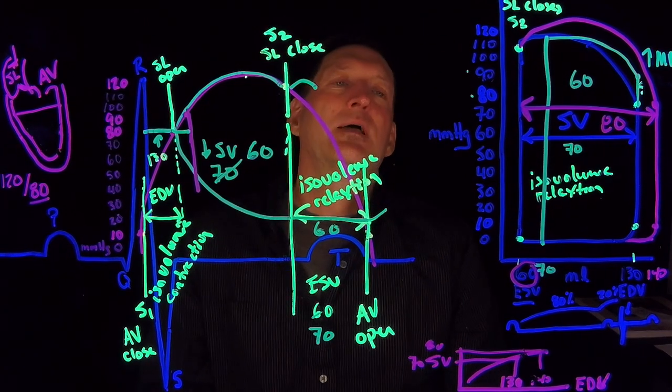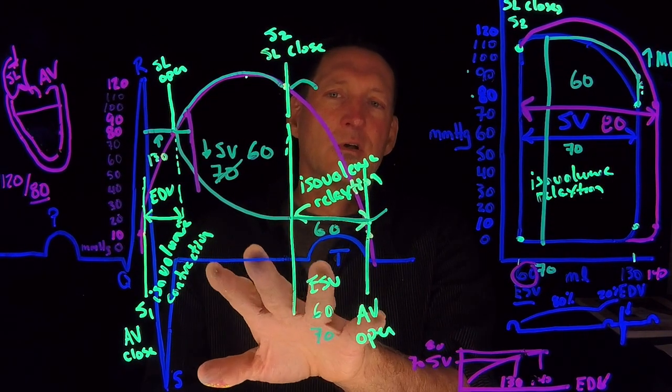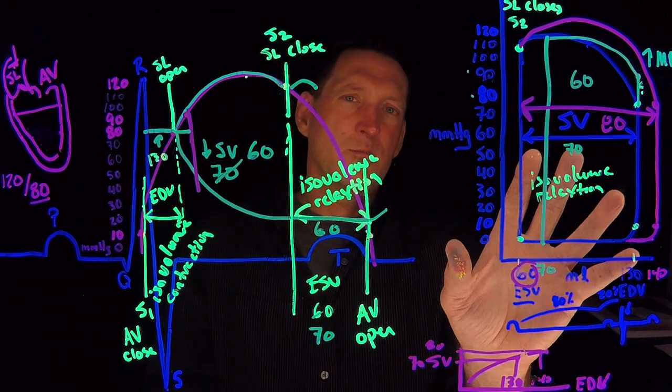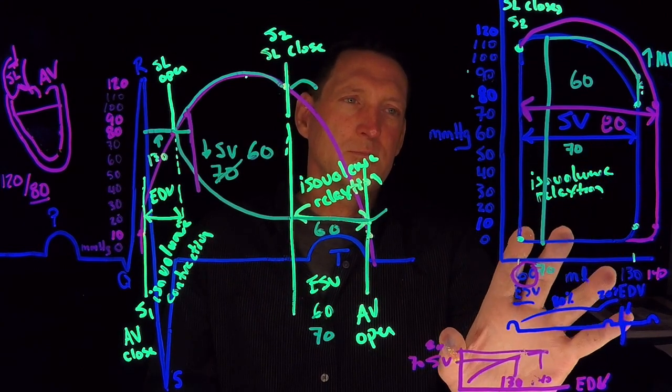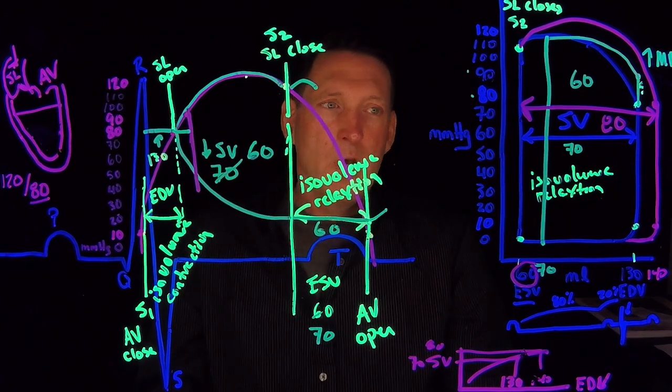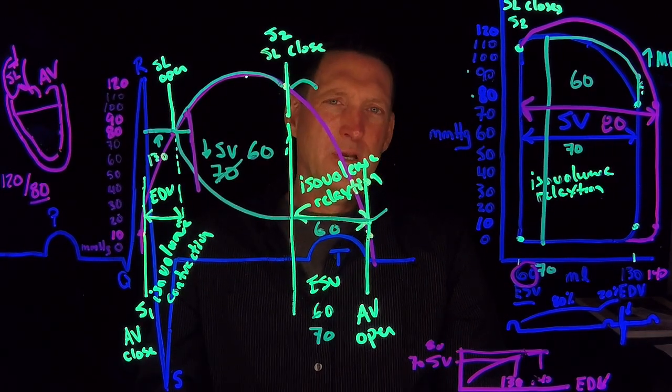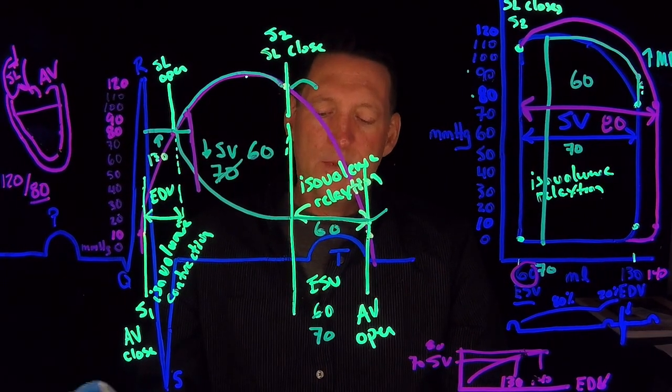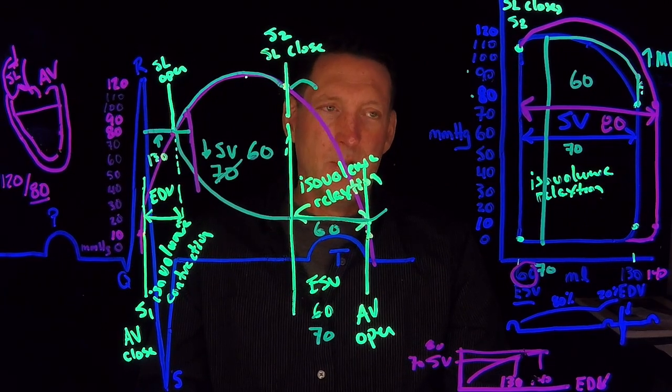All right, so I hope that helps you out with events of the cardiac cycle and also the changes in the pressure volume curve. Actually, let me give you just one more. So the last one is what happens with increased contractility. Because with an increase in contractility, here's what's taking place.